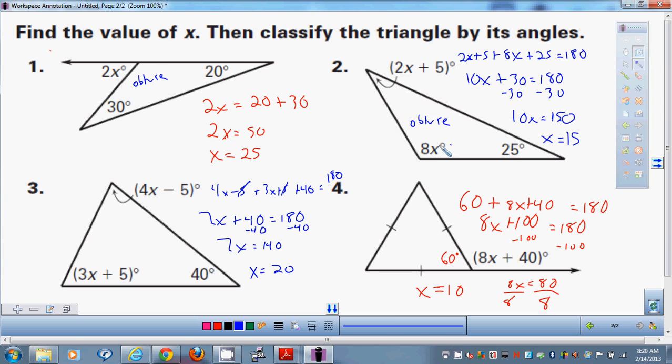Sage, what's number 3? It is a cute triangle. It's a nice, cute triangle. Sorry. Okay, I'm already in dad mode.